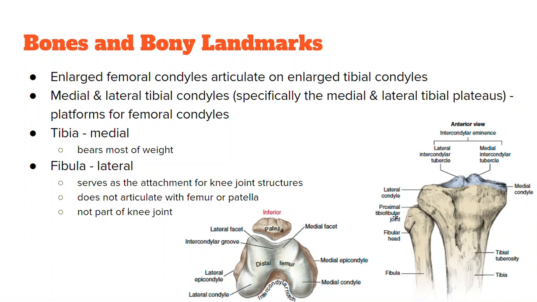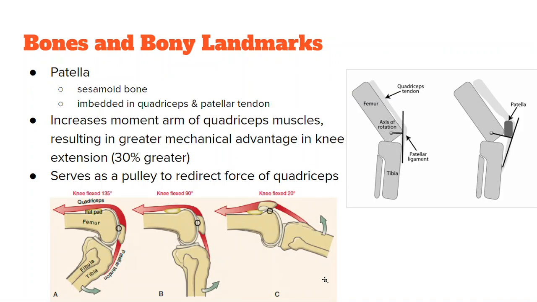And the fibula, which is on the lateral side, serves as an attachment point, but is technically not part of the knee joint because it doesn't articulate with the femur or the patella. The patella is actually a sesamoid bone, and that means it's embedded in the quadriceps and patellar tendon. And its purpose is not necessarily protection of the knee joint, but its main mechanical purpose is to increase the moment arm of the quadricep muscle groups.